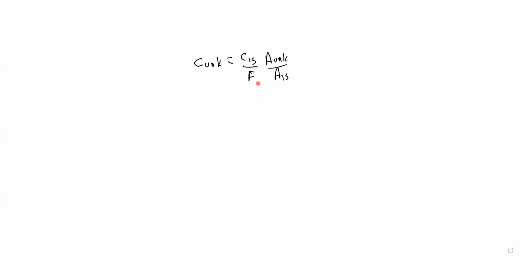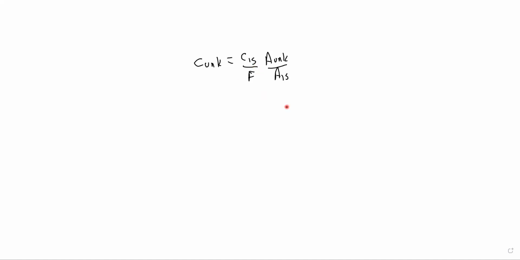F is the factor that accounts for the difference in detector response to the internal standard versus the analyte, and that's calculated from running our standards. We have a solution that we know all the concentrations in, and we run that and we can calculate F. So that's just calculated from our standard run.